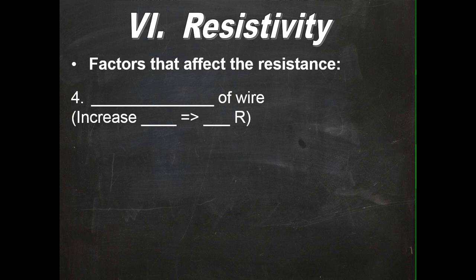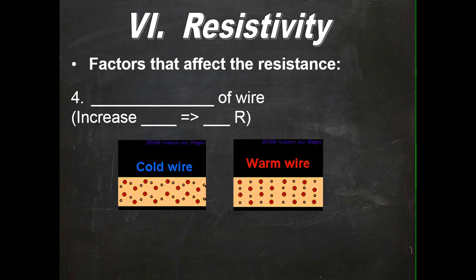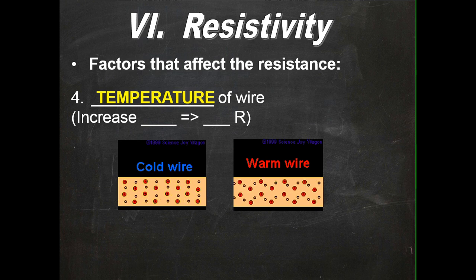The fourth factor that's going to affect the resistance of a wire is the temperature of it. If the temperature of the wire was to increase, that would cause the resistance of the wire to increase as well. These 2 little animations do a nice job of explaining that.